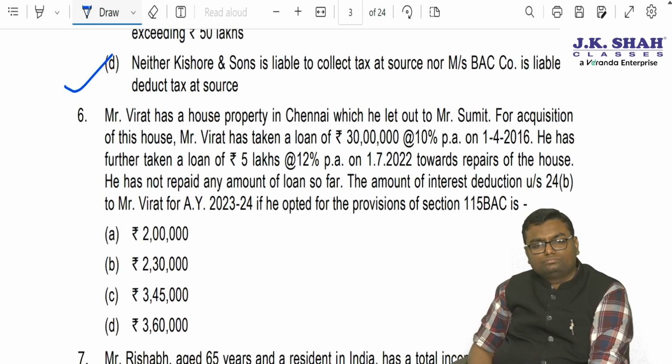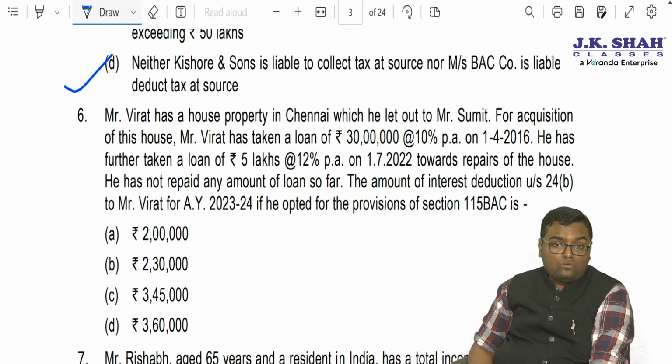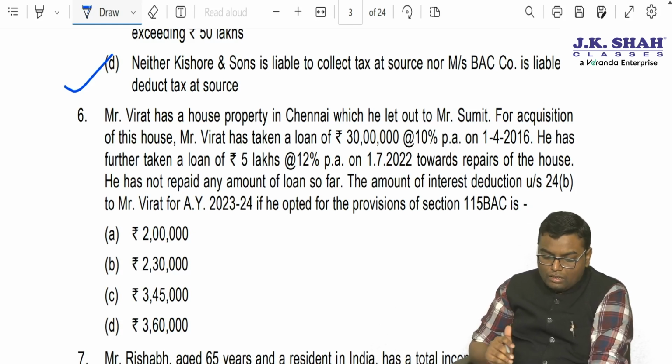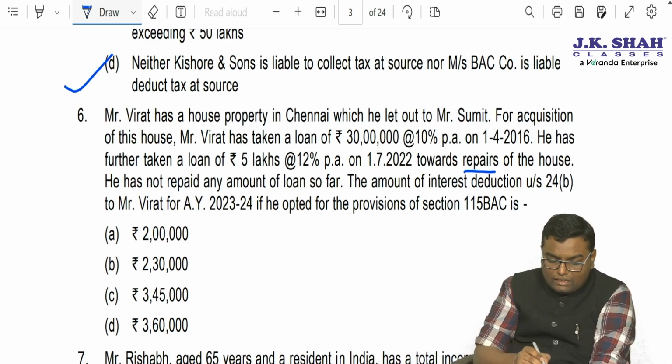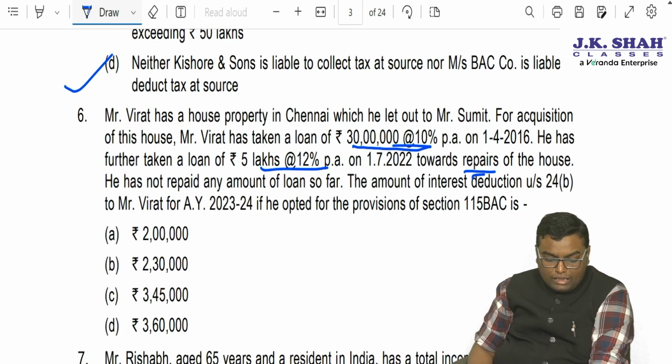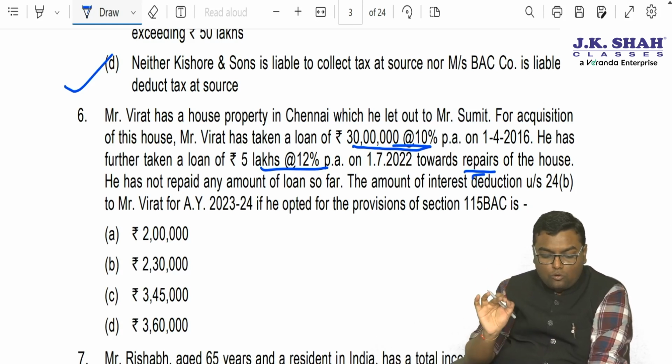The very next MCQ. Mr. Virat has a house property in Chennai, which he has let out to Mr. Sumit. For acquisition of the house, Mr. Virat has taken a loan of rupees 30 lakh at the rate of 10% per annum on 1st April 2016. He has further taken a loan of rupees 5 lakh at the rate of 12% on 1st July 2022 toward repair. So, two loans are taken. One 30 lakh at the rate of 10%, it is for acquisition. Second 5 lakh at the rate of 12%, but that is for repairs. He has not repaid any amount of the loan so far.